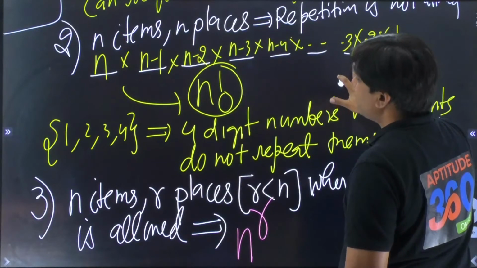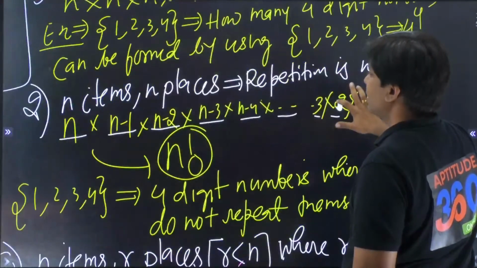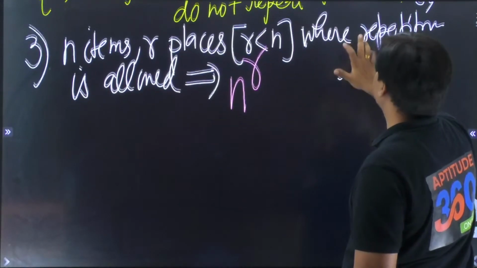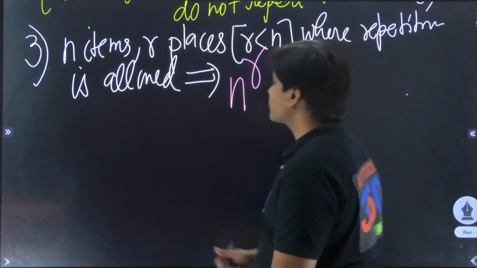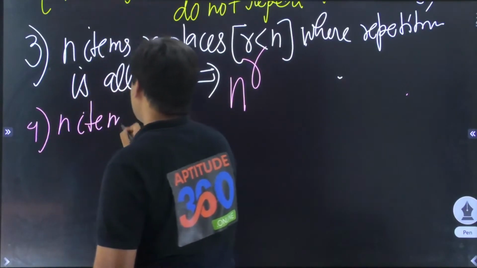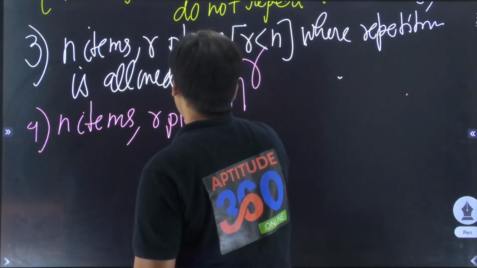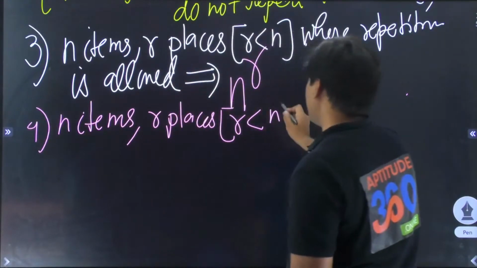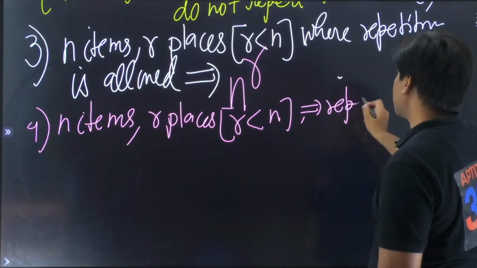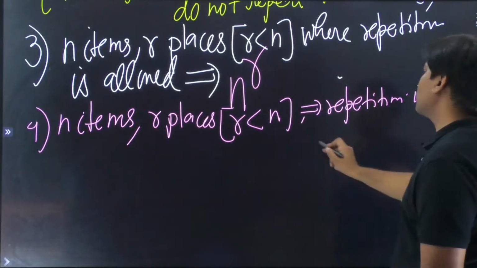Now what if I say my fifth case out here, no sorry fourth case. My fourth case, n items, r places, obviously r is less than n in my case, where repetition is not allowed.